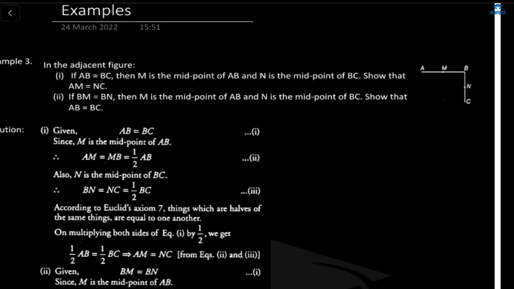Now by looking at the diagram, I think it was easy or not. You need explanations? See, in the first, it is written that AB is equal to BC. Then M is the midpoint of AB and N is the midpoint of BC. Show that AM, that if M is the midpoint of AB, that means you can write AM as half AB and MB also as half AB. Similarly for BN you can write half BC and NC also half BC. That way you can prove it. And BM is equal to BN, you can prove this also in the same way. So I think Euclid's chapter is complete.